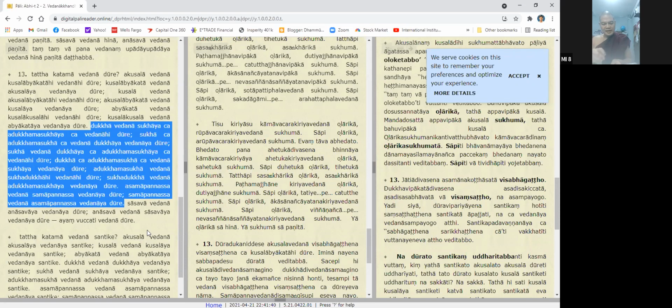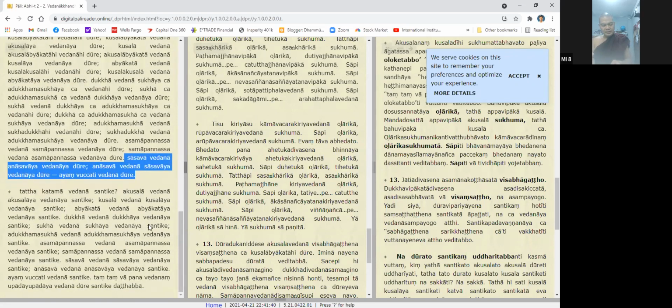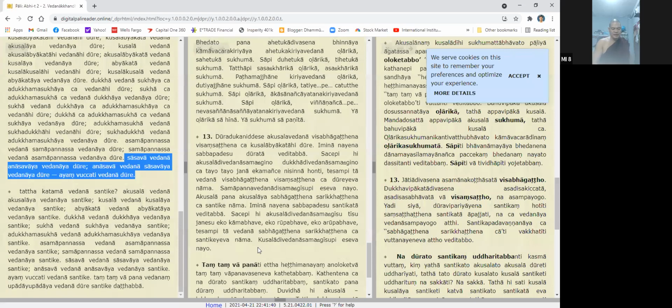So they are analyzed according to kusala tika and vedana tika, the two tikas. According to the individual here: sasavaya vedana anasavaya vedanaya dure, and anasava vedana sasavaya vedanaya dure. According to individuals, only two kinds are classified there. This is dure, the far feeling. How is the feeling far from each other? So there is far feeling.